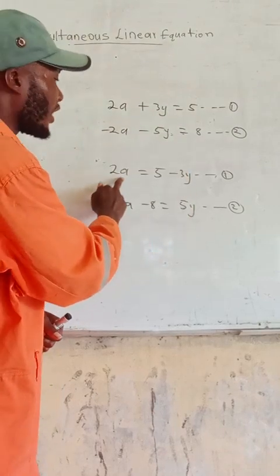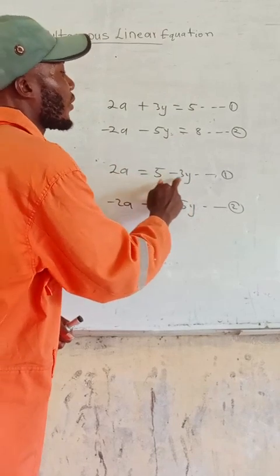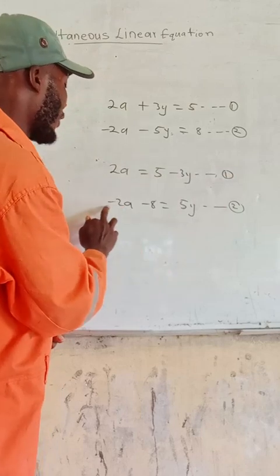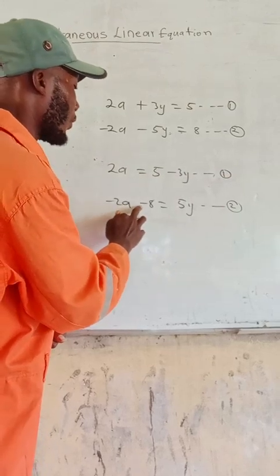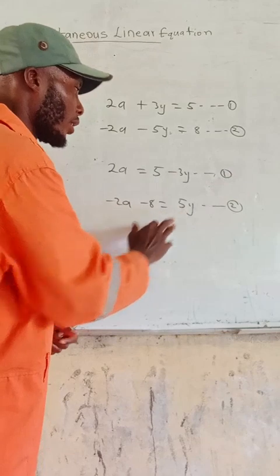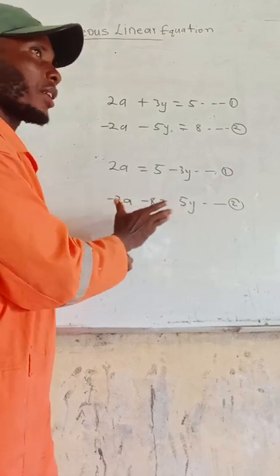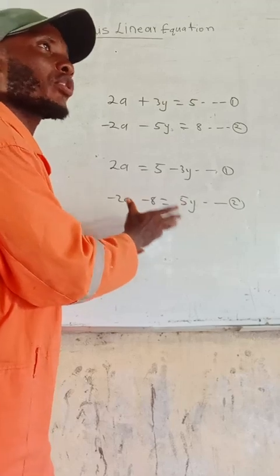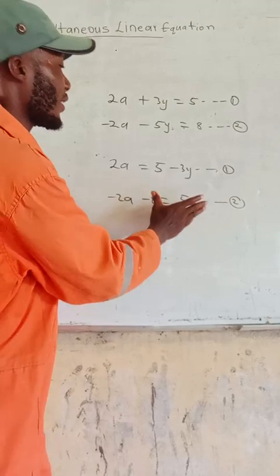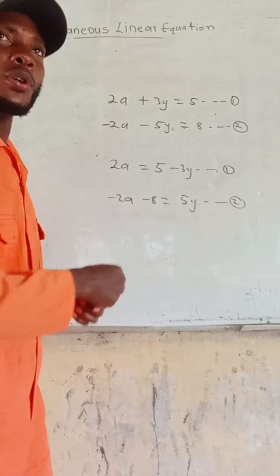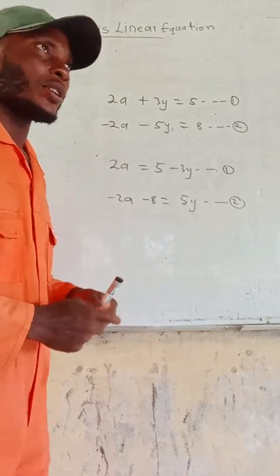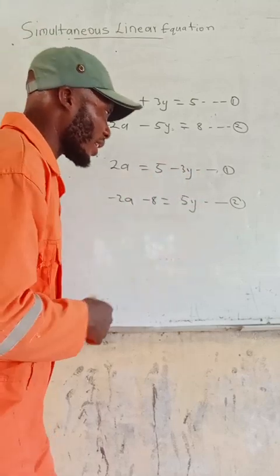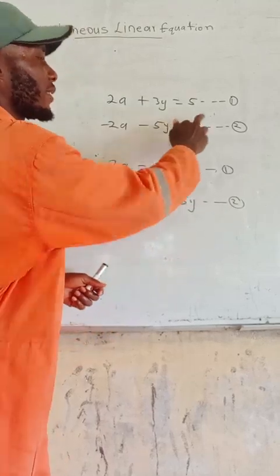Here we have 2a is equal to 5 minus 3y as equation 1. And we have minus 2a minus 8 is equal to 5y. So this is not how the simultaneous equation is supposed to look like. So whenever it is like this, you rearrange. That's what you call rearranging. So you rearrange it such that it will not look like this.